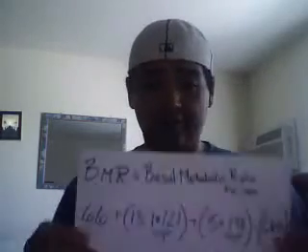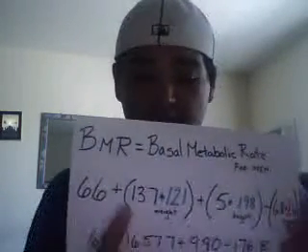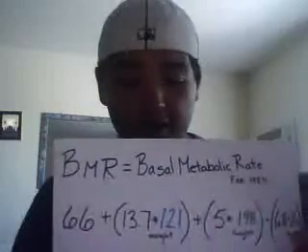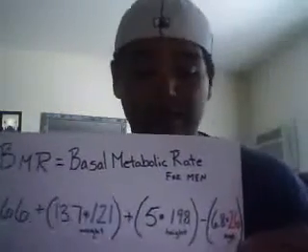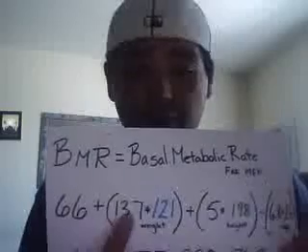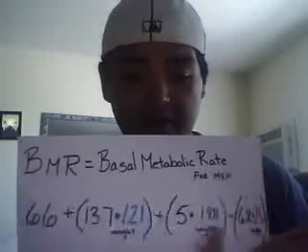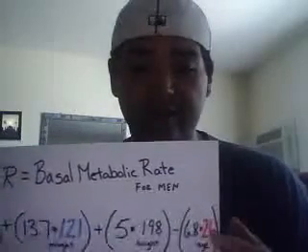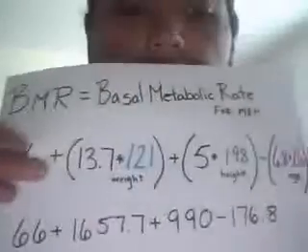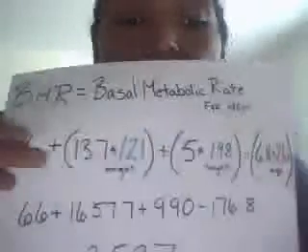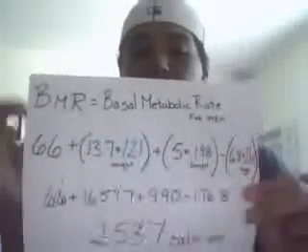For men, it's 66 plus 13.7 times your weight, plus 5 times your height, minus 6.8 times your age. So for me, I took my 121 kilograms, plugged that into the formula, took my height, which is 198, and plugged that in, and obviously my age, 26. I figured out all the numbers and did the calculation. My basal metabolic rate is 2,537 calories. That's the amount of calories I need to consume for my body to function at rest. Not exercising, just sitting watching TV all day, sitting on the computer, maybe.